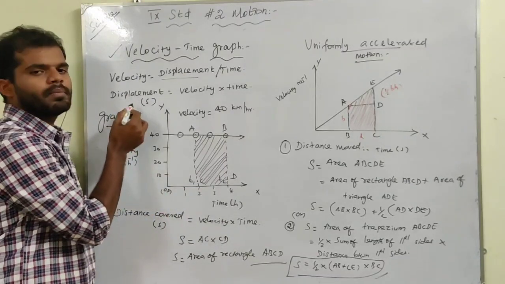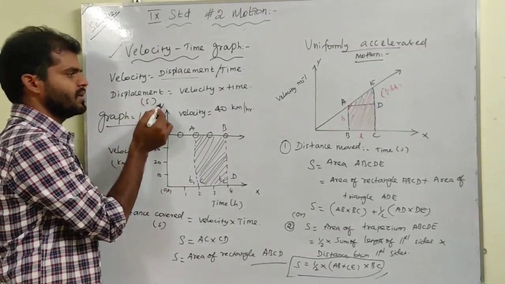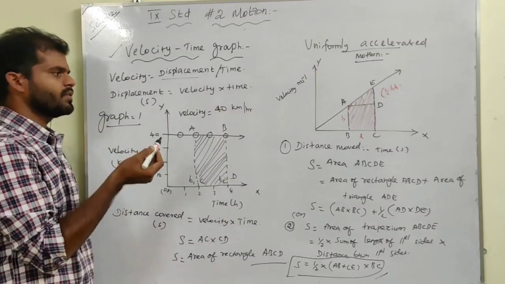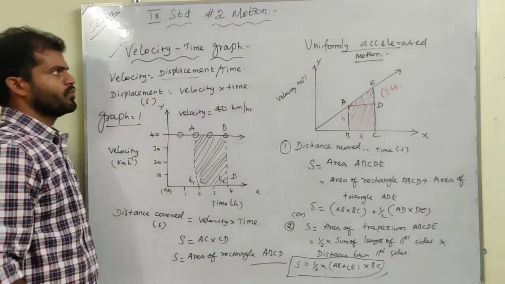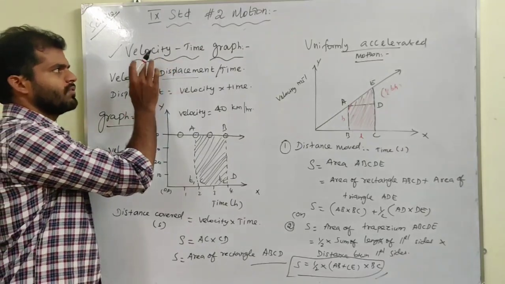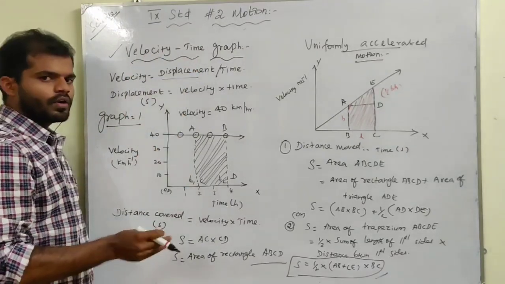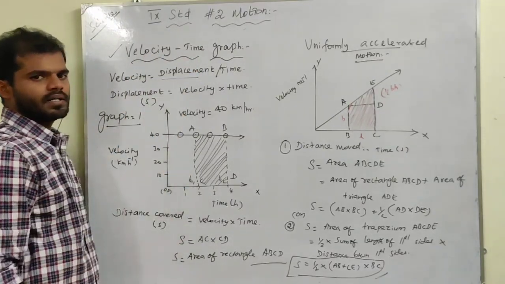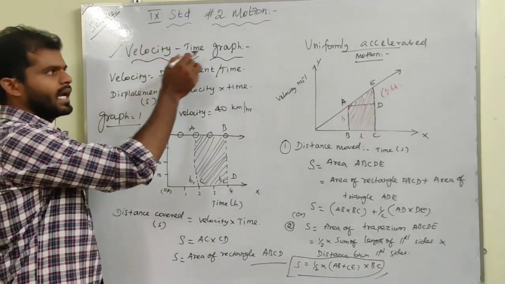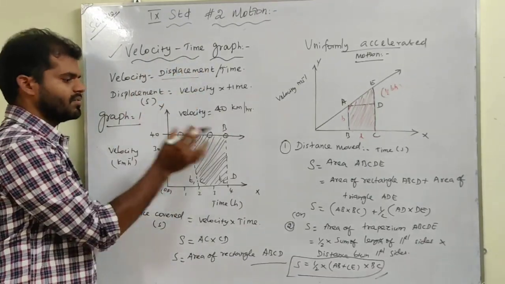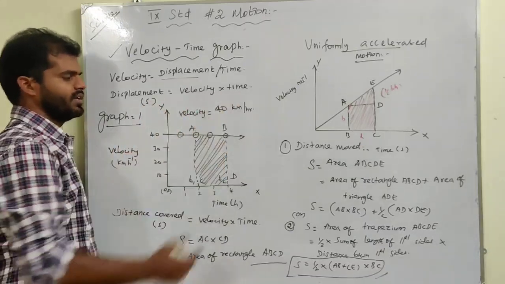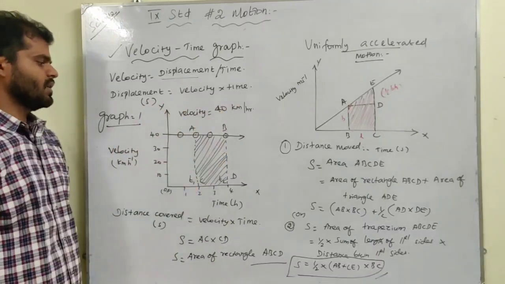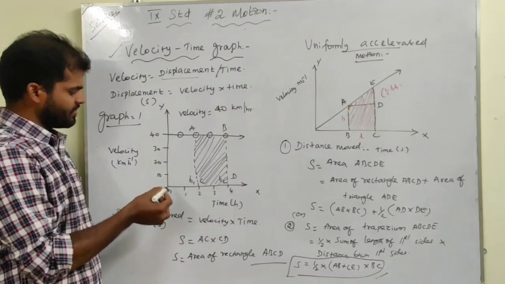Displacement can be denoted by the letter S. You can call it displacement or distance covered, equal to velocity into time. So here we are going to use the velocity time graph to find out the displacement. Using the velocity time graph, we can find out how much distance the object, the car, has covered, right? So we can calculate. For example, just see the graph.